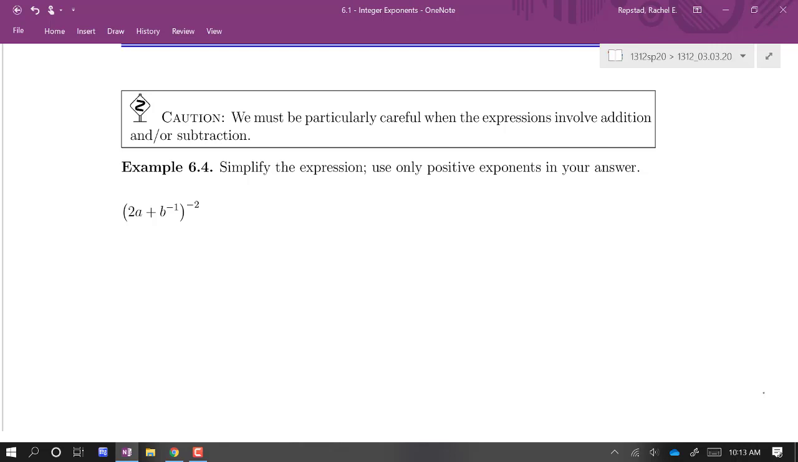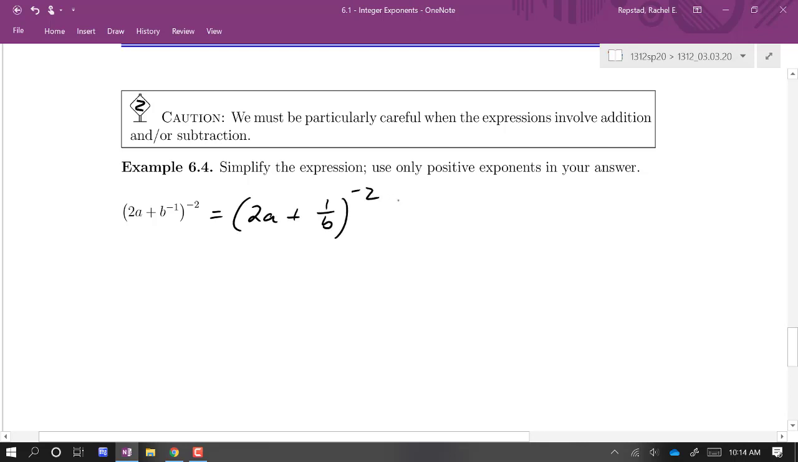All right, we have some addition. Now, I can't distribute this exponent over addition, right? Not allowed to do that. And in fact, it doesn't even make sense to FOIL right now because it's a -2 power. But what I can do is look in the parentheses first, order of operations. We could do something with this negative exponent. That's 1 over b. So this is 2a plus 1 over b, all to the -2.